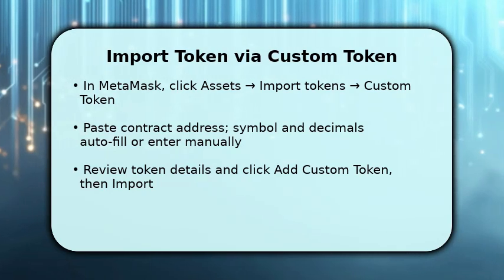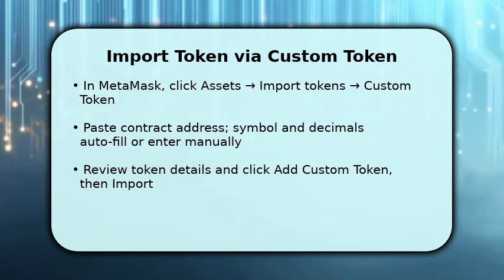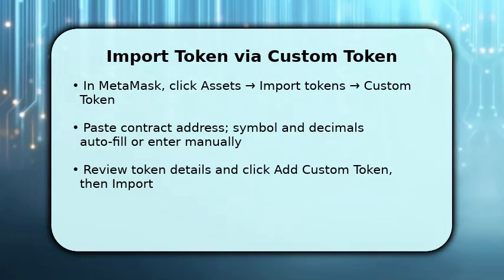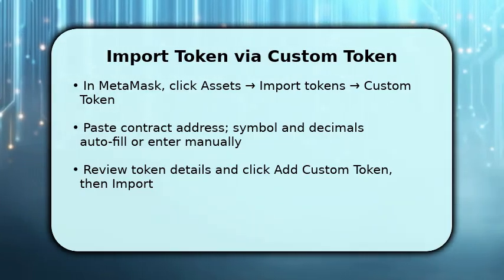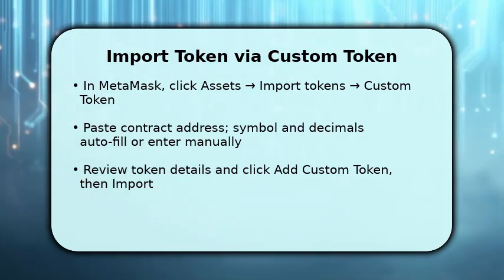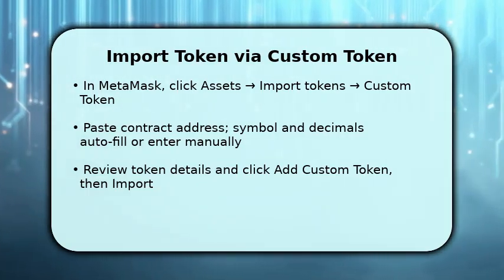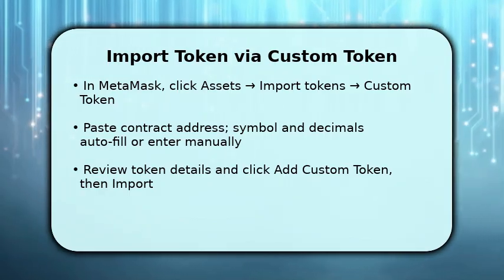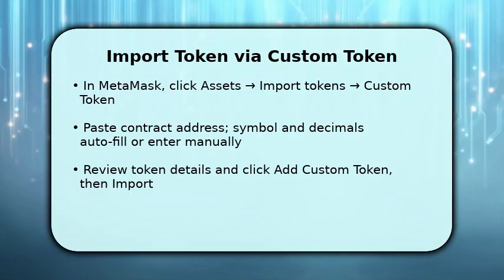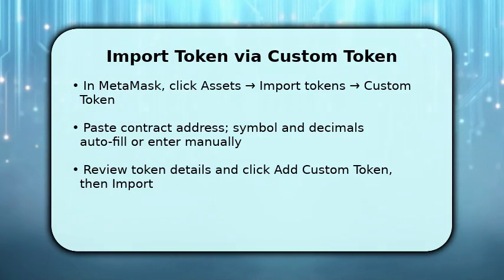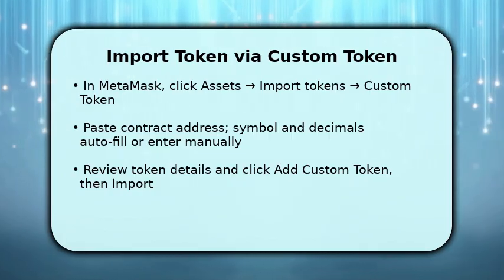You click Assets, then Import Tokens, and choose Custom Token to begin. Paste the contract address into the field. Metamask often fetches symbol and decimals automatically, but make sure they match what you verified. If something doesn't autofill, enter the token symbol and decimals manually. After reviewing the displayed information, press Add Custom Token and then Import to add the asset to your wallet so balances will appear for that token on the selected network.